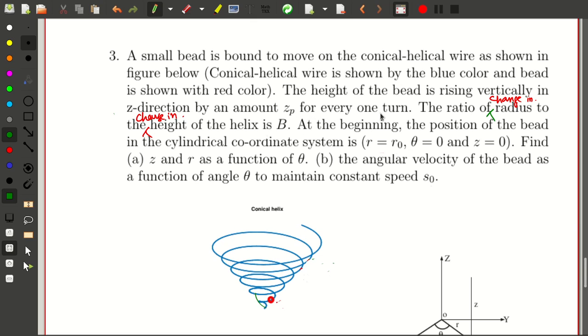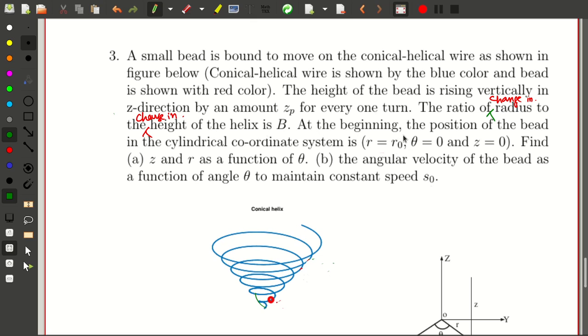The height of the bead rises vertically in the Z direction by an amount Zp for every one turn. One turn means 2 pi, yes, 2 pi radians, not degrees. The moment it goes around once, its height increases by Zp in the Z direction. The ratio of the change in radius to the change in the height of the helix is P. This is the changed part.